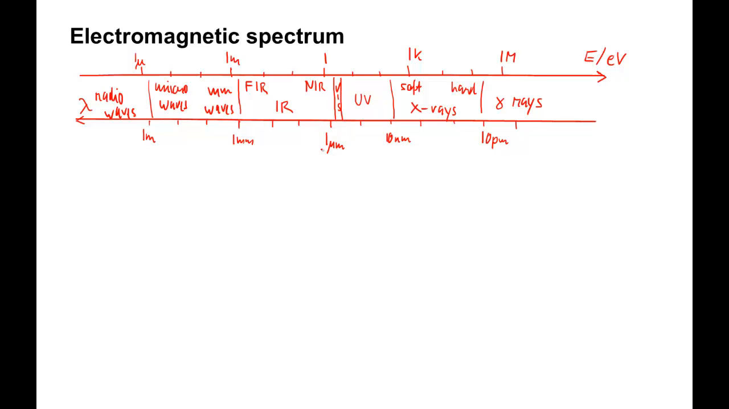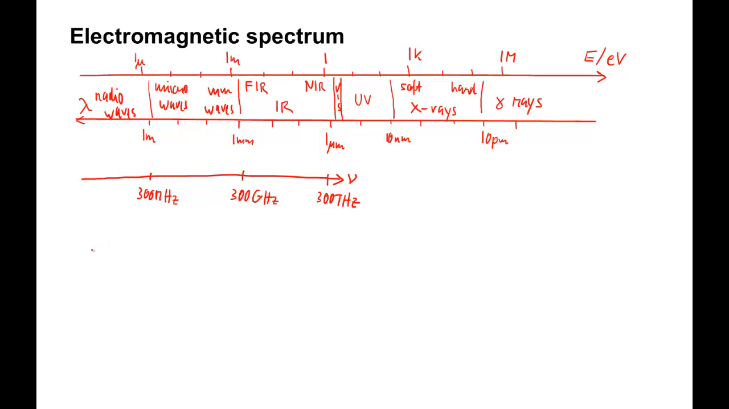By the way, none of the borders here are very well defined. We can also draw a frequency axis, frequency nu. It is mostly used for radiation below the visible range. 1 meter in wavelength corresponds to 300 megahertz. 1 millimeter is 300 gigahertz, and 1 micrometer is 300 terahertz.